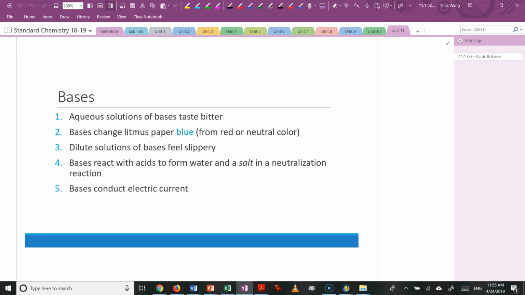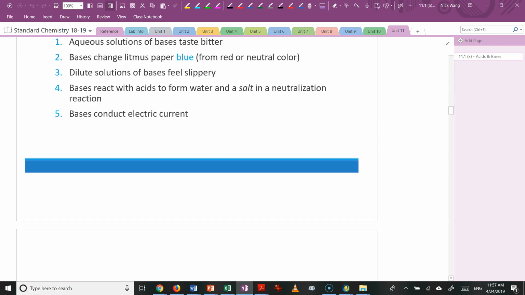Dilute solutions of bases feel a little slippery. A lot of times the texture of it makes it a little bit slippery. And then bases react with acids to form water and a salt in a neutralization reaction. Once again, that will be covered much later. And finally, bases conduct electric current because bases are generally ionic compounds or undergo ionization, which of course allows them to generate ions in solution. Therefore, it's going to conduct electricity.